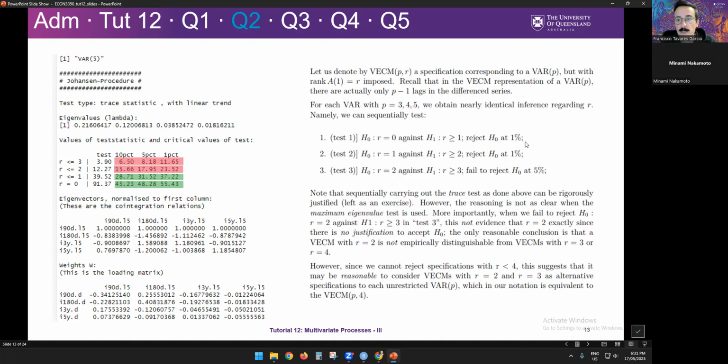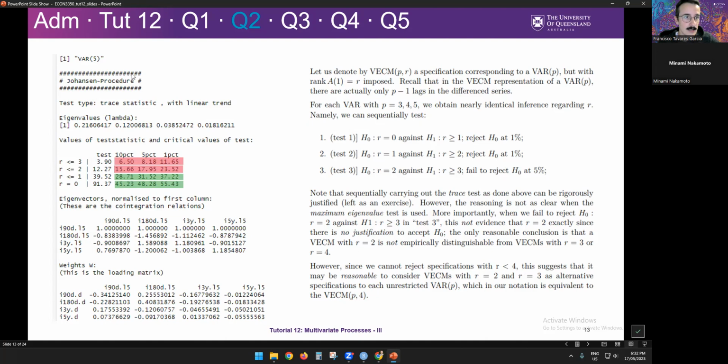We have rejected at all levels, even at 1%, that the rank is equal to 0, and that the rank is equal to 1 or smaller, which encompasses both of these. So we can say it's probably not equal to 1, we reject it. And we are not sure the rank is equal to 2, but we cannot reject the null hypothesis that this is the rank. So it could be 2, could be 3, could be 4.